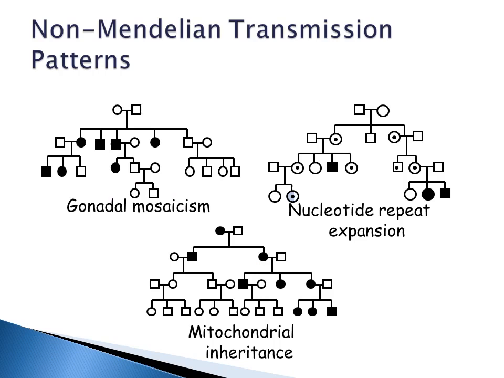Here are pedigrees showing non-Mendelian transmission patterns. So we have gonadal mosaicism, nucleotide repeat expansion, and mitochondrial inheritance.